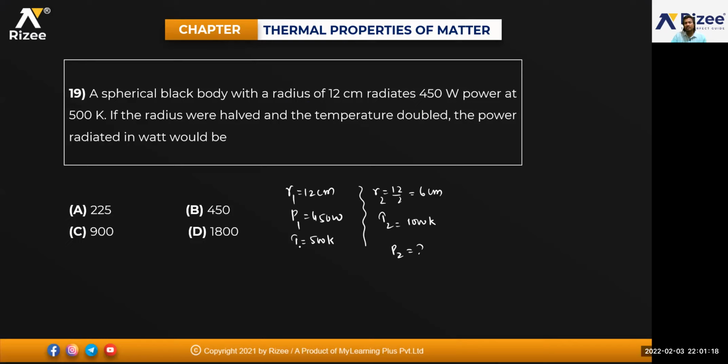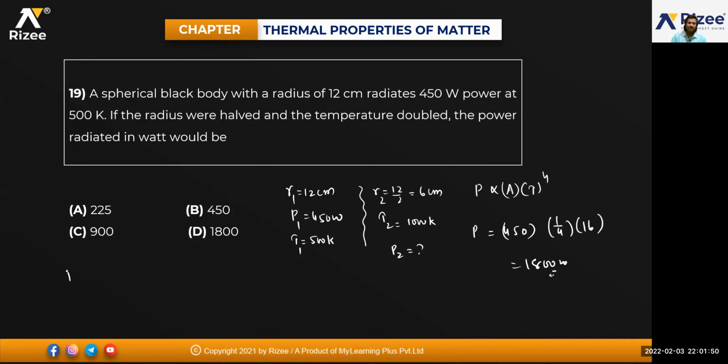This is P1, this is R1, this is T1. So power radiated is directly proportional to surface area and directly proportional to T to the power of 4. Radius is half, so surface area will become 1 by 4 times. Temperature is doubled, therefore T to the power of 4 will become 16 times. So net power will become 450, the initial power, into 1 by 4 into 16. Simplifying this, it comes out to 1800 watt.